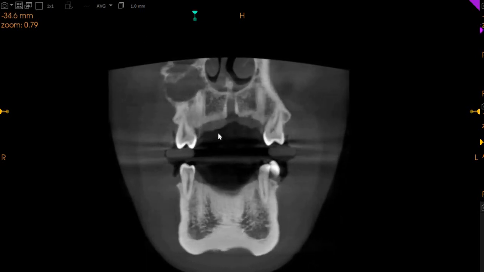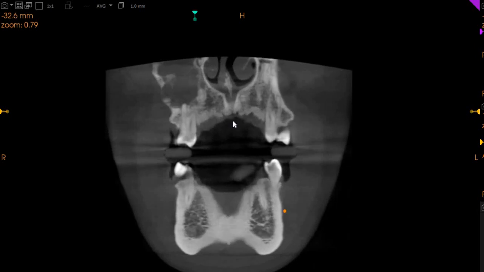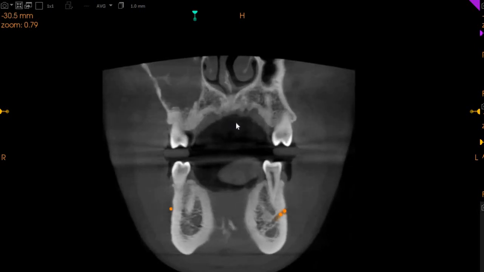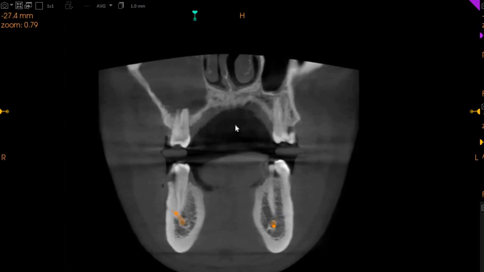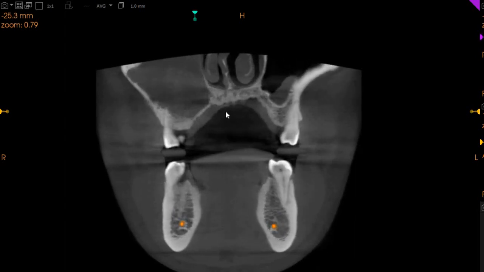We would refer this patient to a full head and neck CT scan for a better evaluation of whether this lesion is contained here or spreads further upwards.